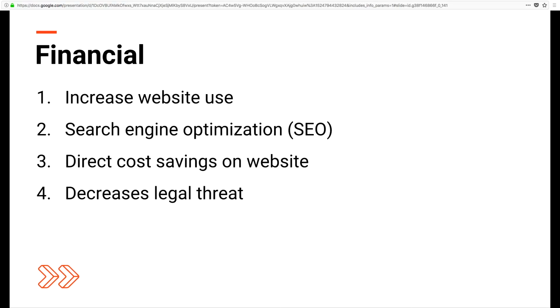Our direct cost savings really tie into our technical bullets on our last slide. From server load to maintenance, and even the cost of translating or redesigning a site, costs are much more minimized since we're developing from clean semantic code. And then also, probably the biggest money saver of all, we're decreasing our legal threat.